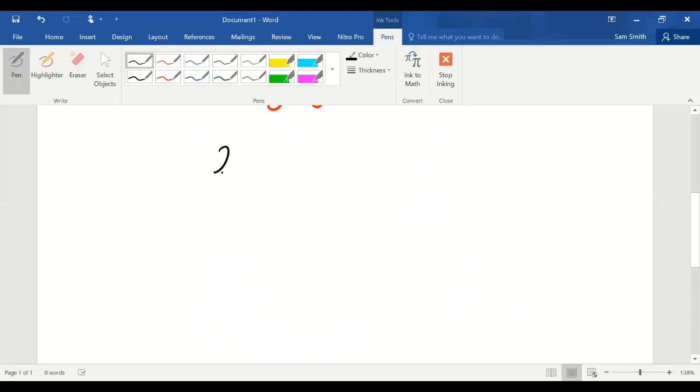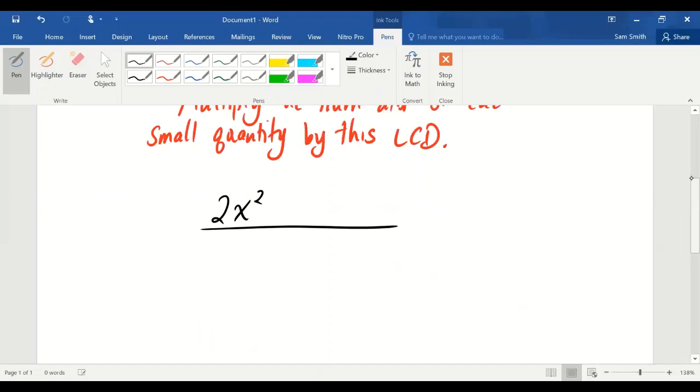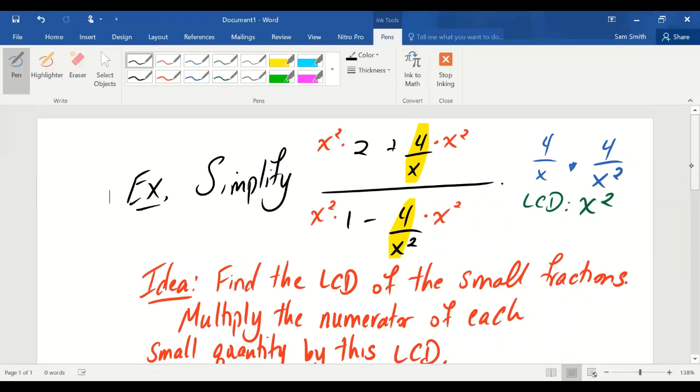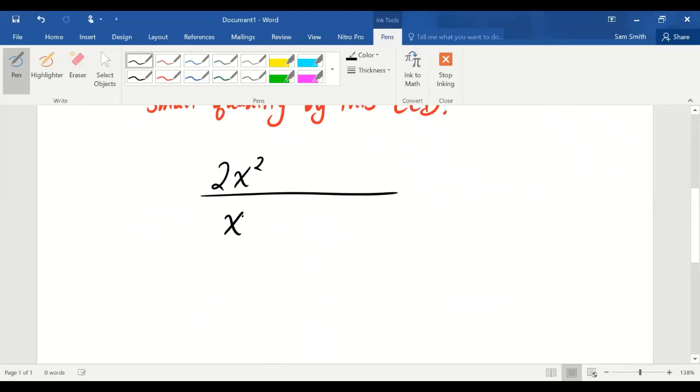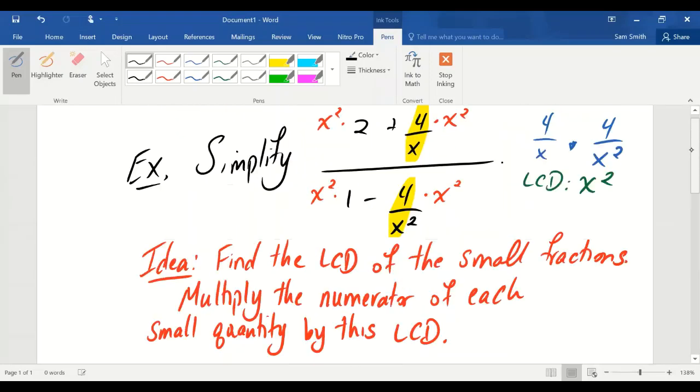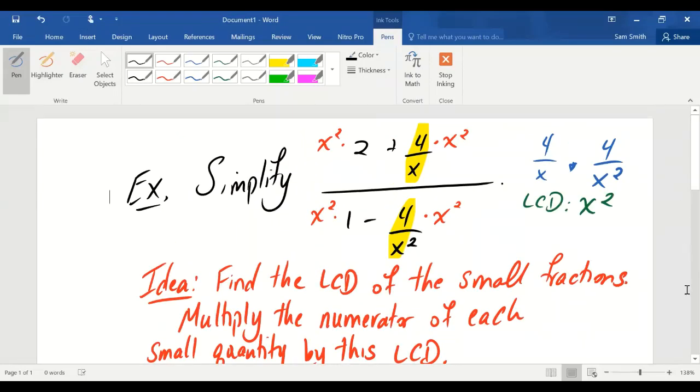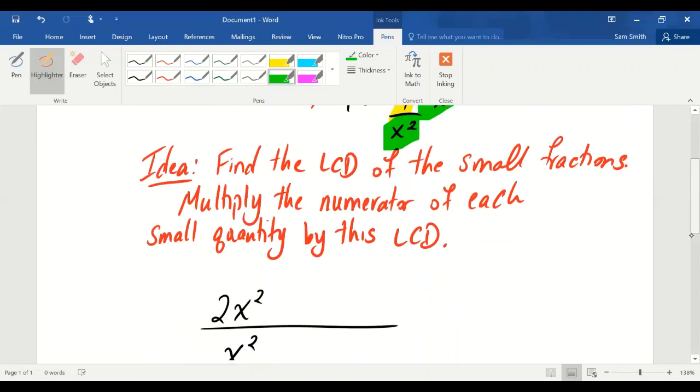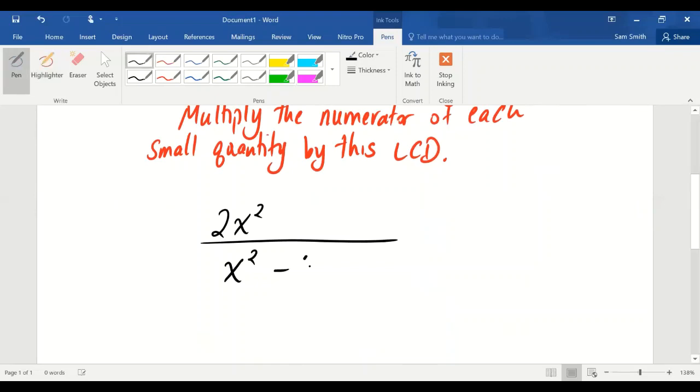So 2 times x squared, not much you can do with that. 2 times x squared is 2 times x squared. And likewise on the bottom left, x squared times 1 is x squared times 1. Now times 1 doesn't change a quantity, so let's leave that as x squared. And when you deal with the fractions, things start to get interesting. Take, for example, the bottom right. On the bottom right, we have a factor of x squared in the numerator and a factor of x squared in the denominator. And these two common factors cancel each other out, leaving only the subtracted 4 behind.